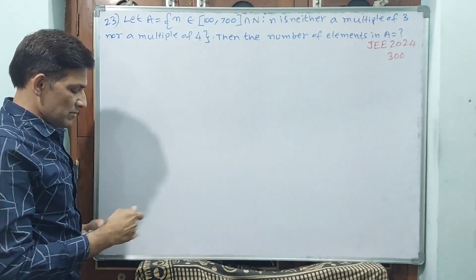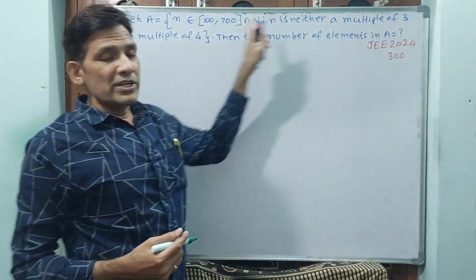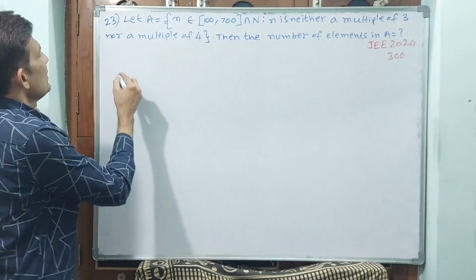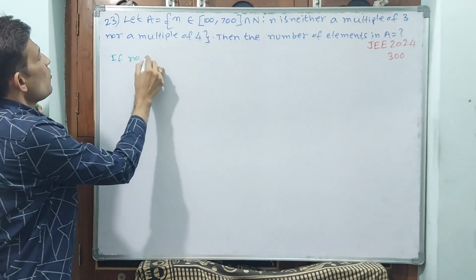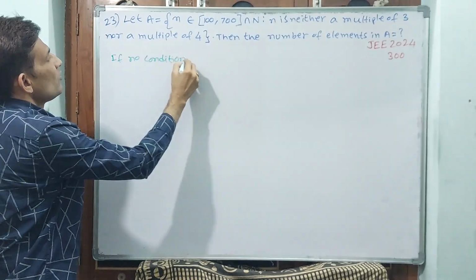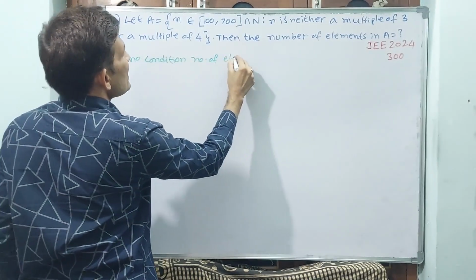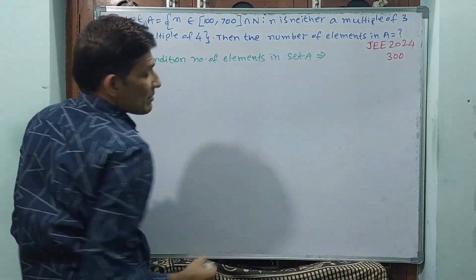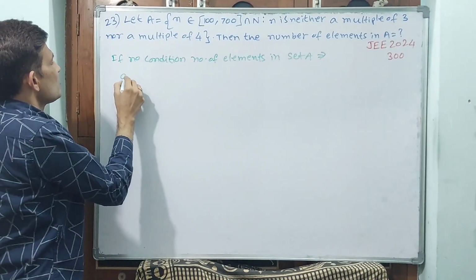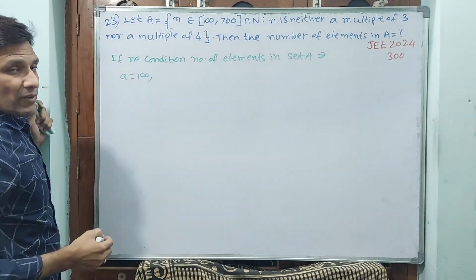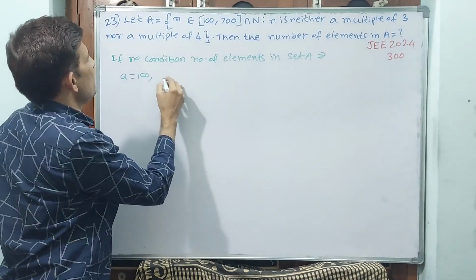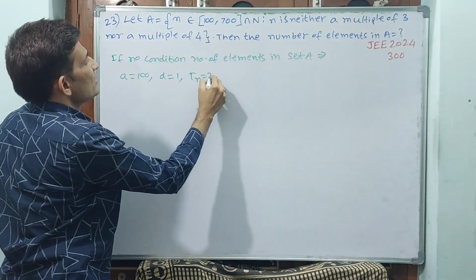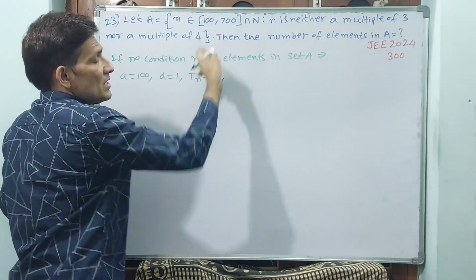See, here one logic I want to tell. If this multiple of 3 or multiple of 4 condition is not there, how many elements are there in set A? If no condition, the number of elements in set A is what I am talking about. First term a is equal to 100. If no condition is there, d will be 1.